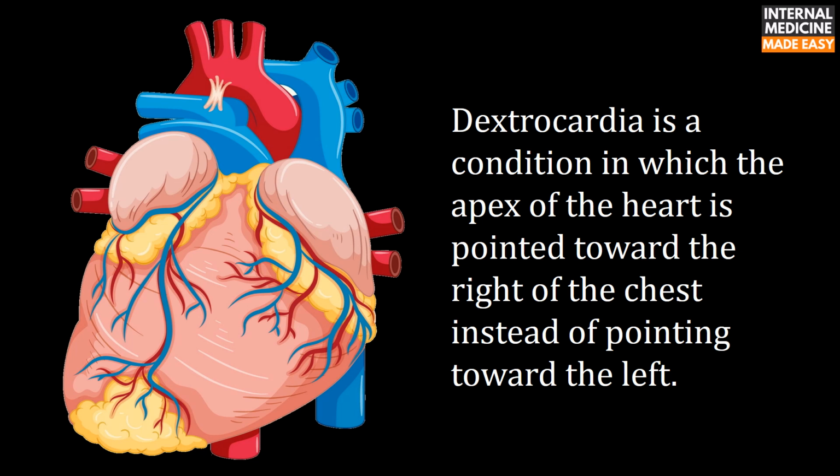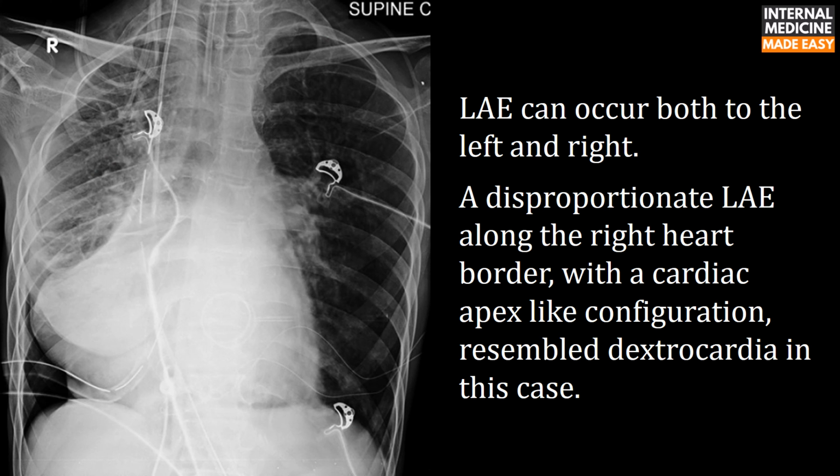Dextrocardia is a condition in which the apex of the heart is pointed toward the right of the chest instead of pointing toward the left. Left atrial enlargement can occur both to the left and right. A disproportionate left atrial enlargement along the right heart border with a cardiac apex-like configuration resembled dextrocardia in this case.